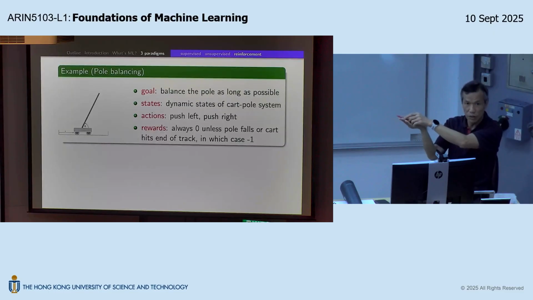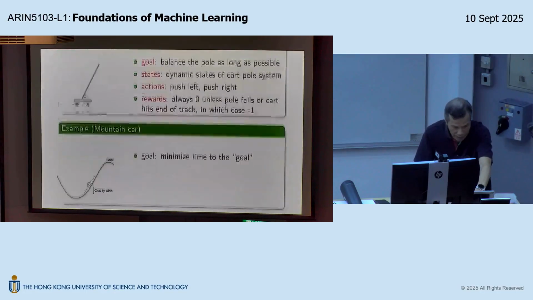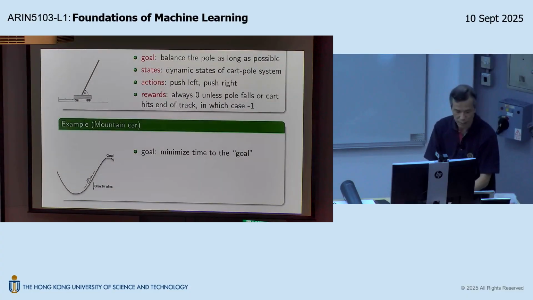However, for reinforcement learning, you have to try, and until you get some non-zero reward, you know that you have to make some modifications. So there are many other scenarios. Say, for example, this is a mountain car example.